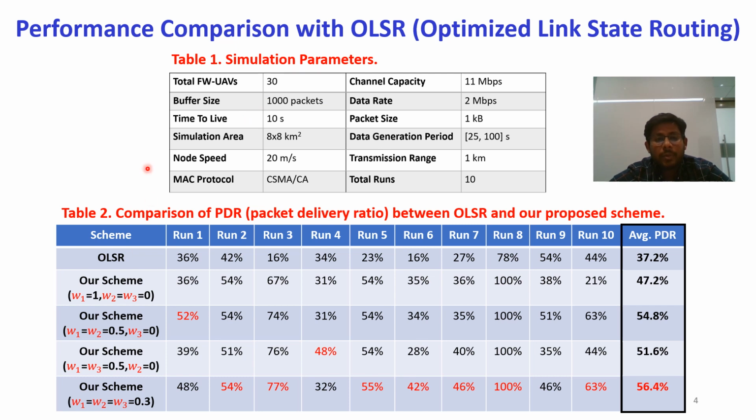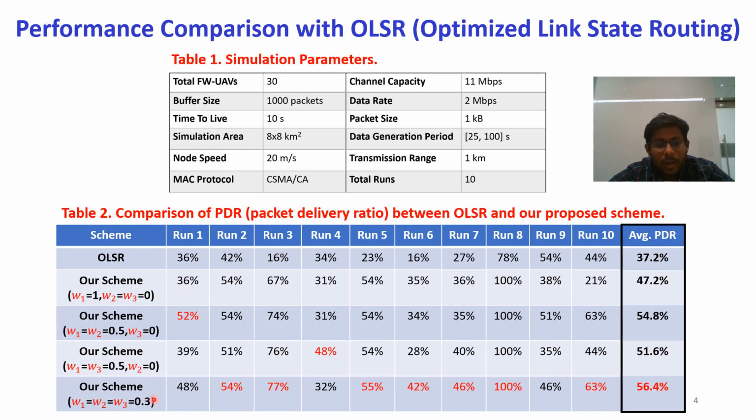In this slide, the performance comparison in terms of PDR, which is packet delivery ratio, is shown between OLSR and our proposed scheme. We have used 30 fixed wing UAVs, which are moving at a speed of 20 meters per second in an 8 by 8 kilometer square area. The data is generated for 75 seconds, and we have tried for 10 different network scenarios.